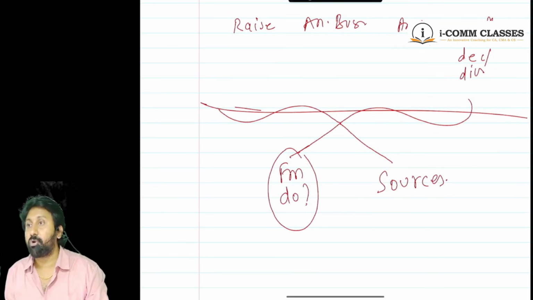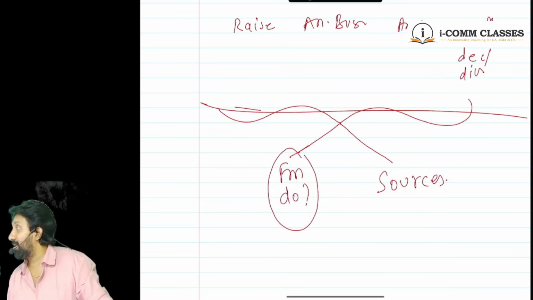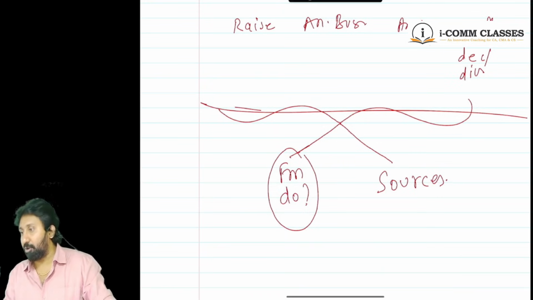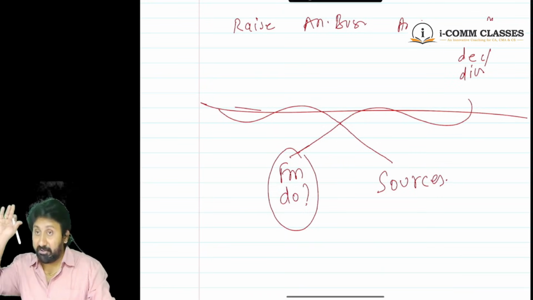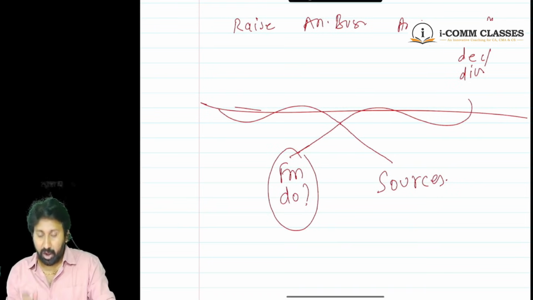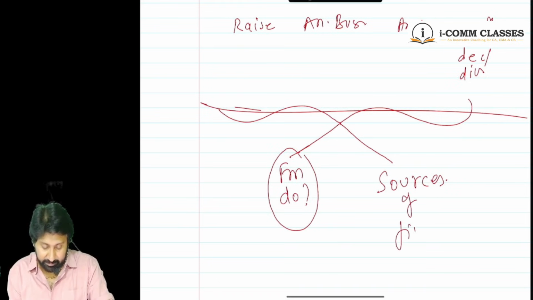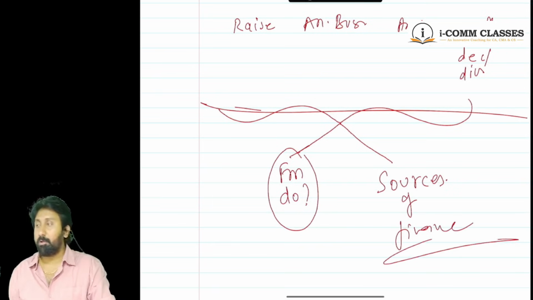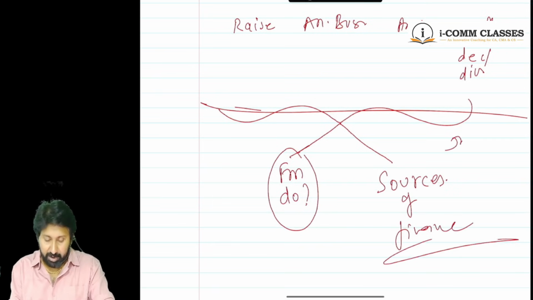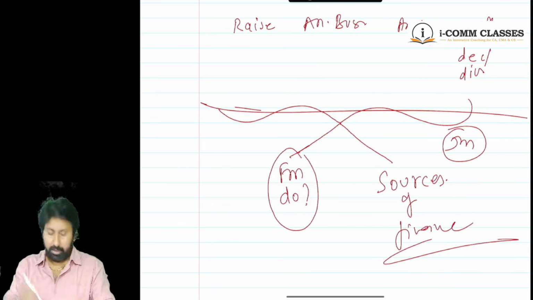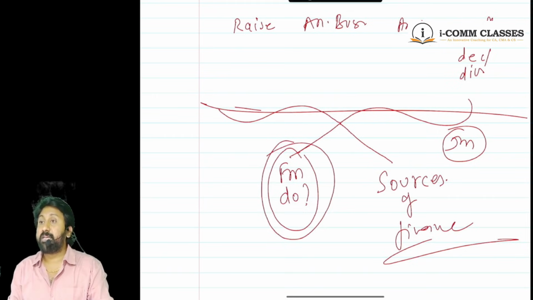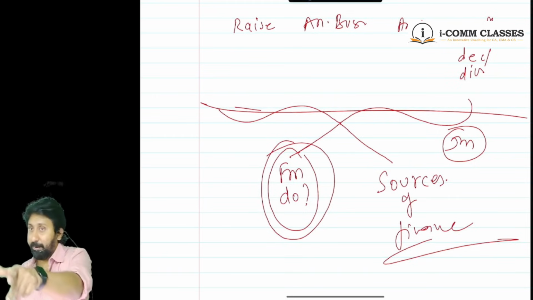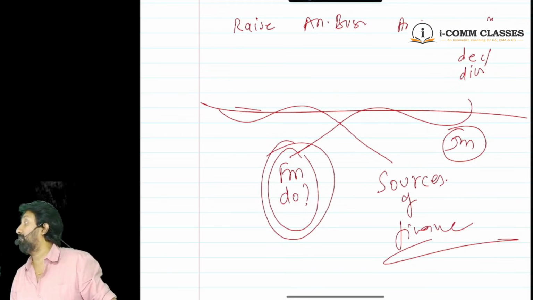But there are totally 18 types of sources. How many? I told you 3 as examples, but there are 18 different types of sources. All those we are going to learn in the chapter called Sources of Finance. 5 marks question, sure. Next, objectives and scope of financial management.